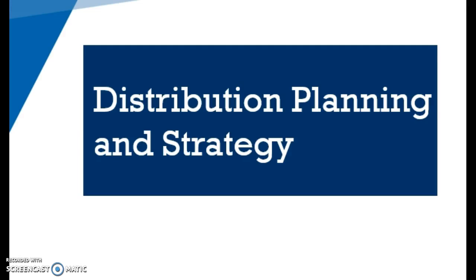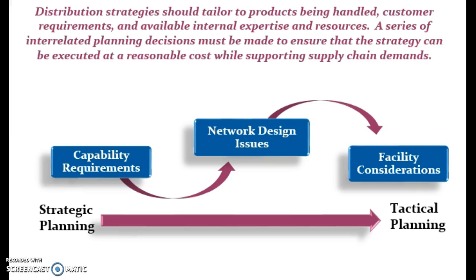Chapter 10, Part 2. Let's take a look at distribution planning and strategy. A series of interrelated distribution planning decisions must be made to ensure that the strategy can be executed at a reasonable cost while supporting supply chain demands.